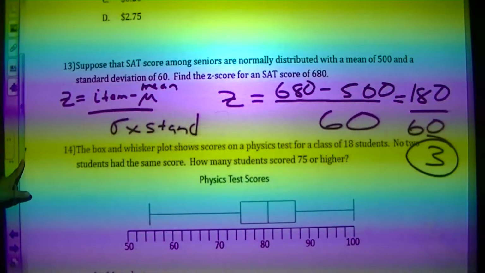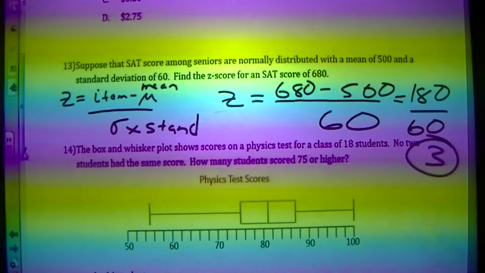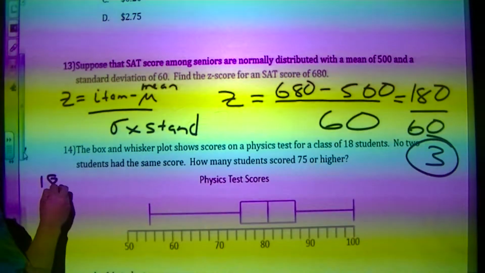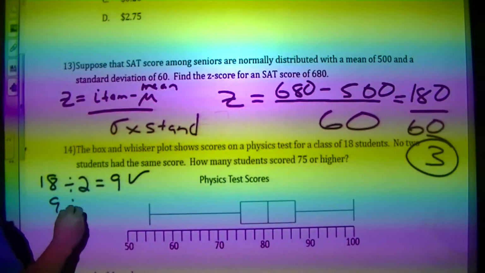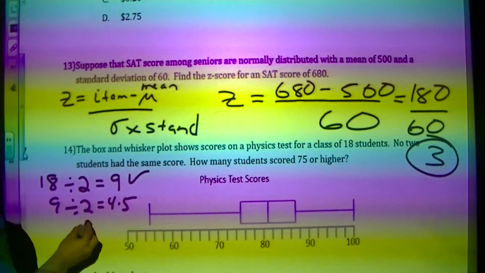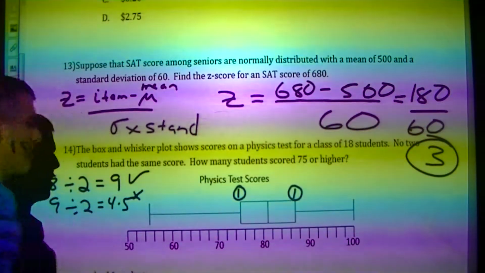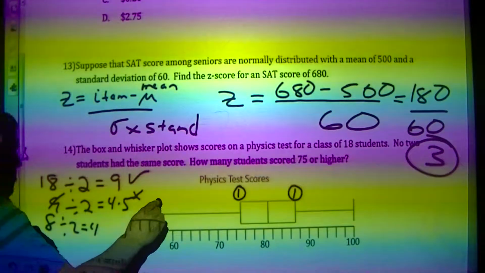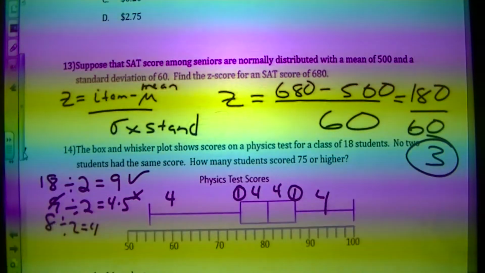The box and whisker plot shows the scores on a physics test of 18 students. Notice 2 students have the same score. How many students scored 75 or higher? So 18 divided by 2 is 9. Great. 9 divided by 2 is 4.5. That's not good, so I'm going to reduce to 8. 8 divided by 2 is 4. So I have 4 in this section, 4, 4, and 4. If you add all those up, you get 18.